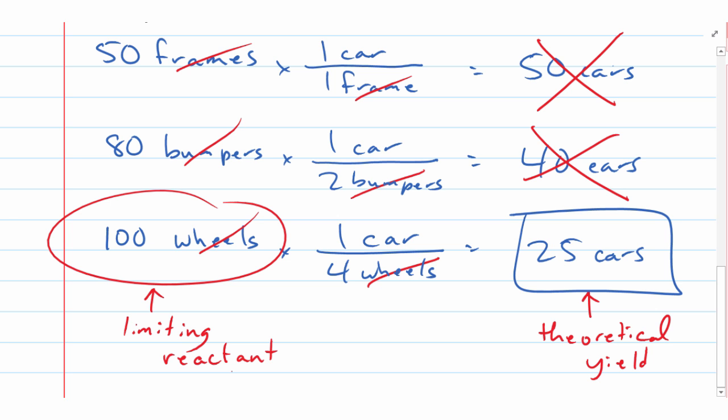A limiting reactant is the reactant that limits the amount of product that can be made. It's that simple. And the theoretical yield is defined as the maximum amount of product we can make. It's the maximum amount of product we can make when all of the limiting reactant is converted into product.